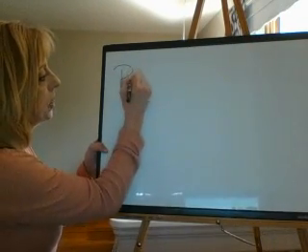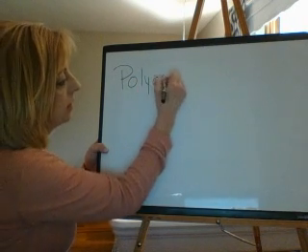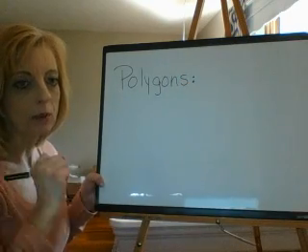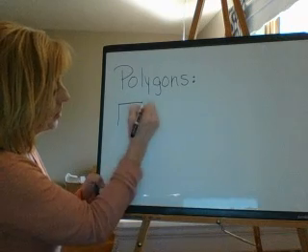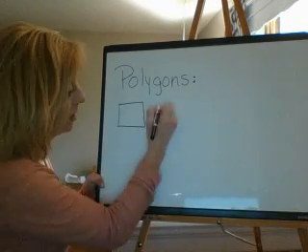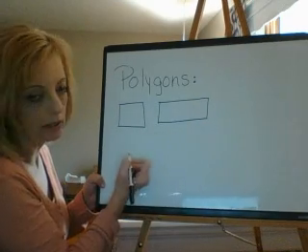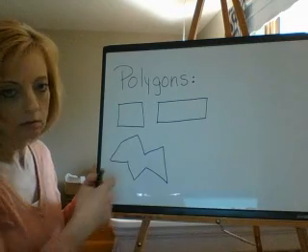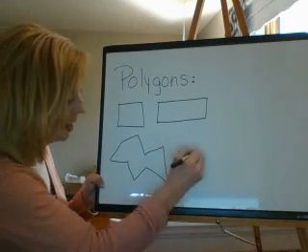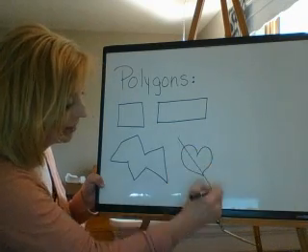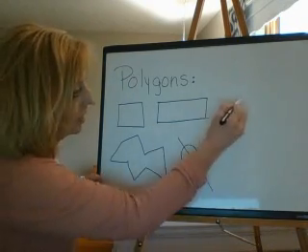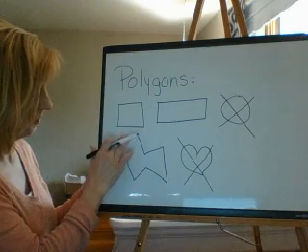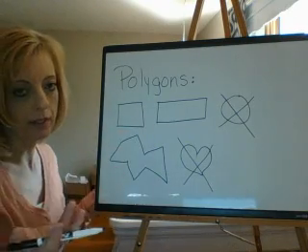One thing is shapes that are polygons. This is really simple. Polygons are shapes that are made with straight lines. This square is a polygon. This rectangle is a polygon. This goofy shape here, polygon. They're all straight lines. A heart is not a polygon. A circle, not a polygon. So only shapes made with straight lines.